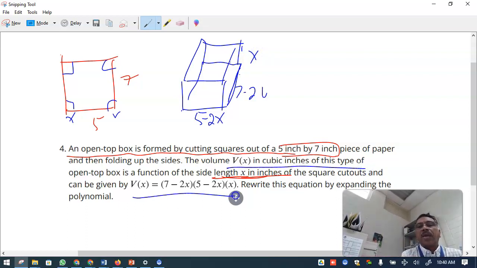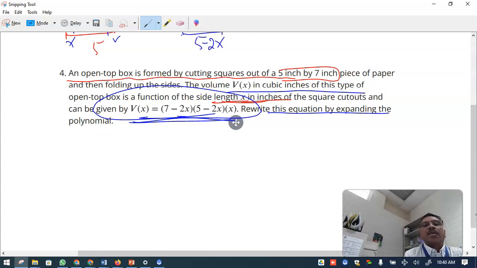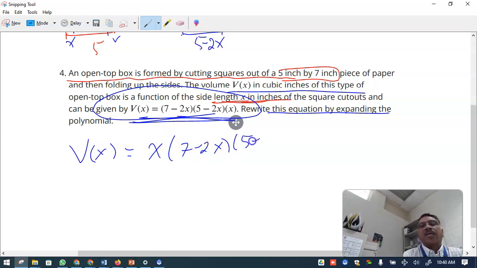They already gave you, look at this, rewrite this equation by expanding the polynomial. All they ask is, can you rewrite this? All you do is rewrite x first. I will write x first, then 7 minus 2x, and then 5 minus 2x. You can either use the FOIL method, or there's another method I want to use, the box method. How do you expand this?